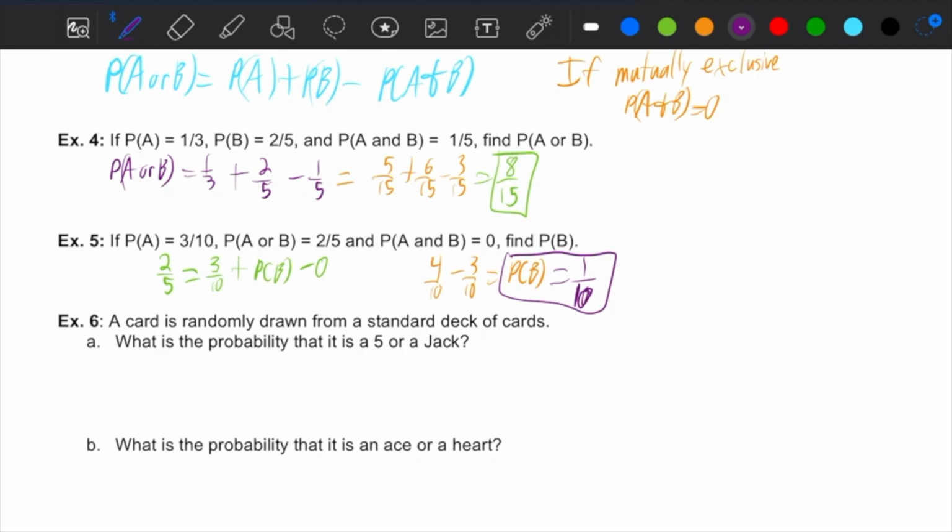Alright, example 6. A card is randomly drawn from a standard deck of cards. What's the probability that it's a 5 or a jack? So we've got to figure out, hey, is this mutually exclusive or overlapping? And this is, in fact, mutually exclusive. Good to note.